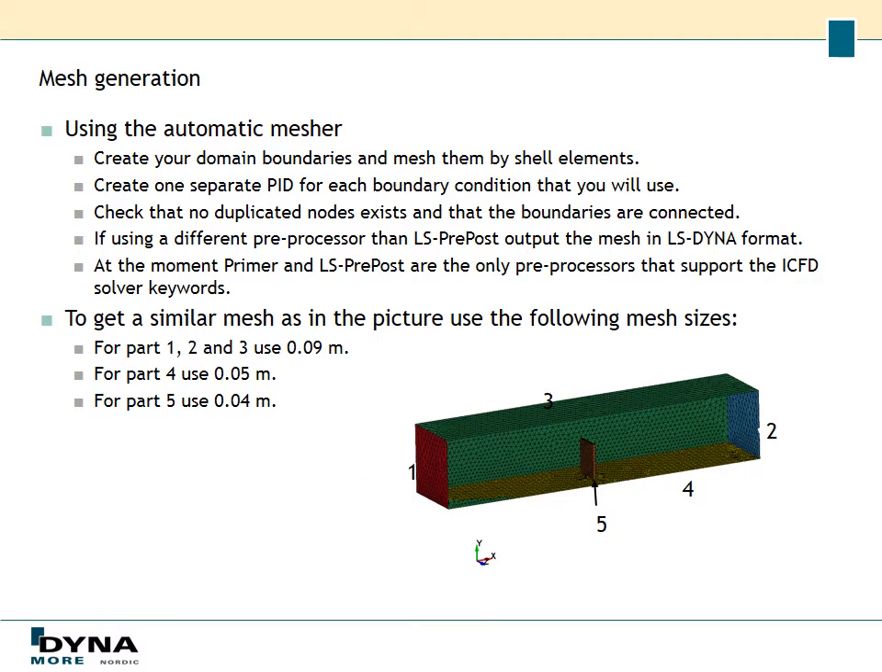When you use the automatic mesher, you have to think about a few things. The first thing is that you create your model and mesh it with surface elements, and then you have to create a part for each boundary condition that you're going to use. So for inlet, all those elements belong to part 1, and for outlet they belong to part 2, and for the domain boundaries they belong to part 3, for the ground part 4, and for the plate part 5.